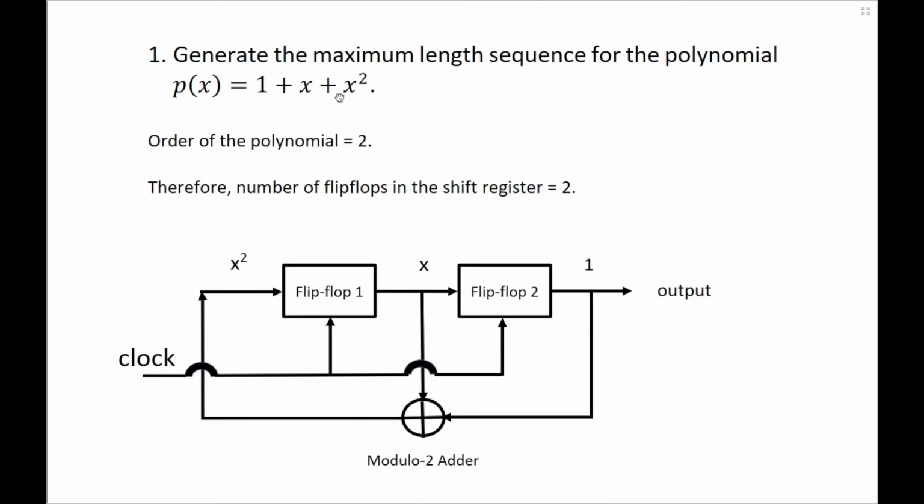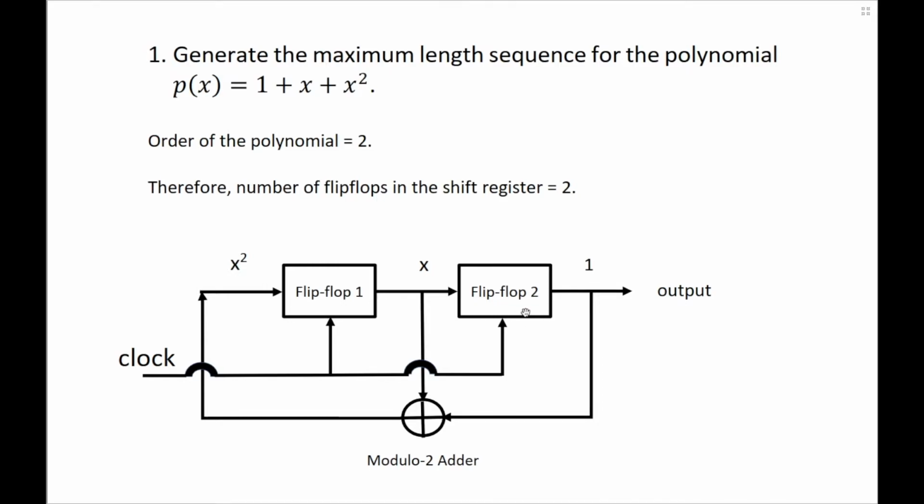The order here is the highest degree of x in the polynomial given. So, for this polynomial, the order is 2. You should note that the number of flip-flops in the shift register is equal to the order of the polynomial. Therefore, I will write the number of flip-flops in the shift register equals 2. I start the diagram by first writing the two flip-flops and I will name them flip-flop 1 and 2 respectively.